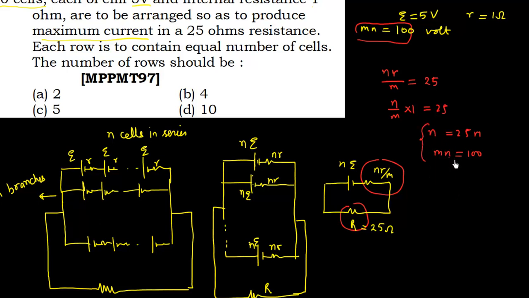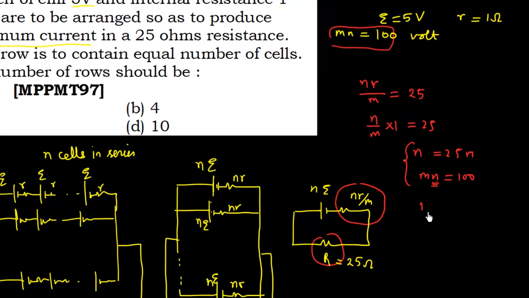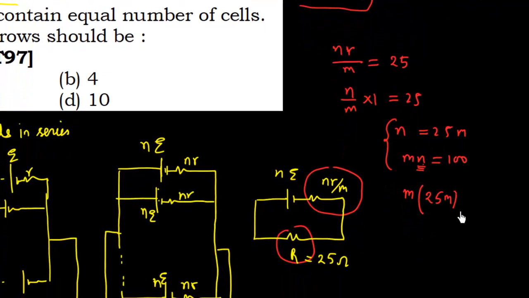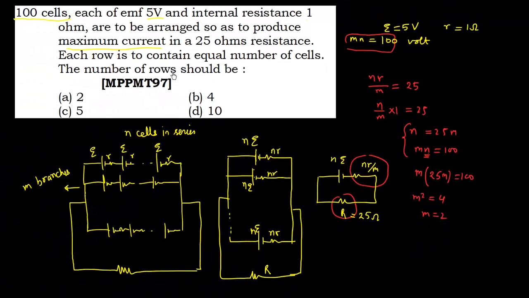We can put the value of n here. So m into 25m equals 100, so m square is equal to 4. So m equal to 2. So the number of branches is 2, and the number of rows, meaning branches, is 2. So this is the answer.